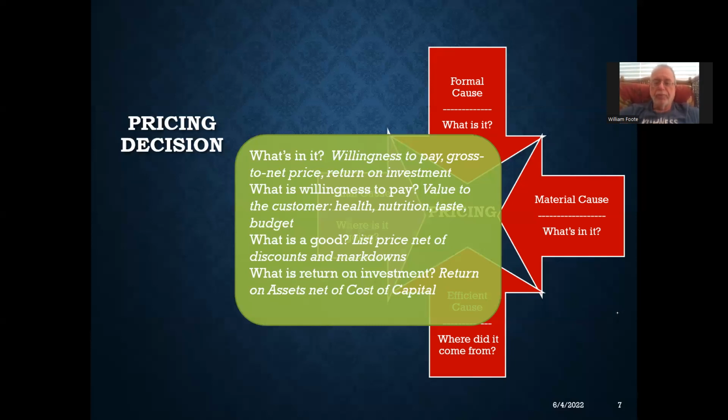Growth, future growth. Willingness to pay. What is that? Because we do this. We start with what's in it. We have a basic definition, and then we pull it apart like an onion. And we can go levels down, but time precludes that. Value to the customer, list price net of discounts, markdowns.